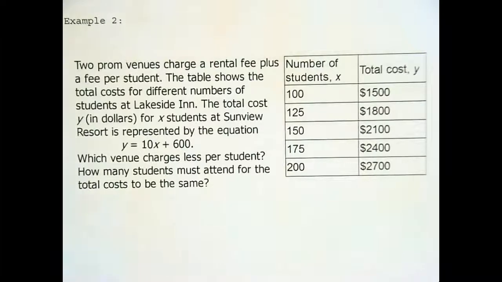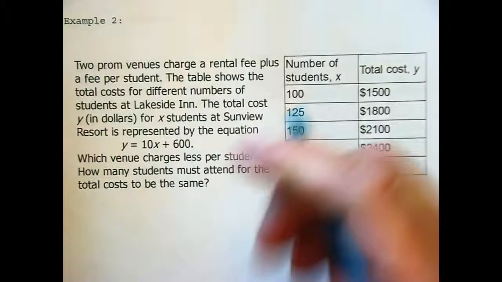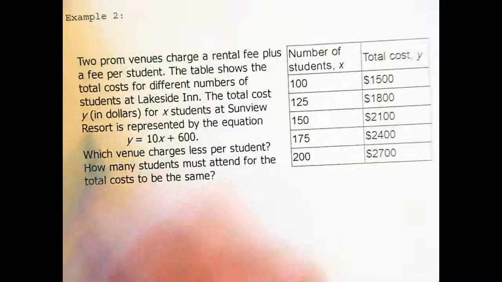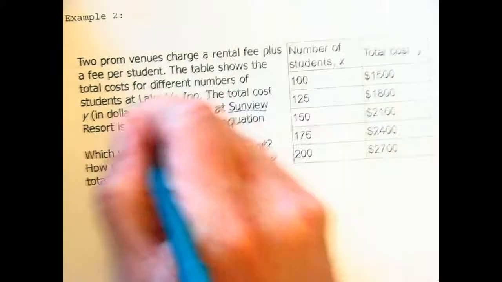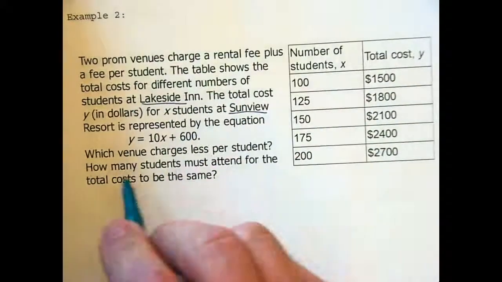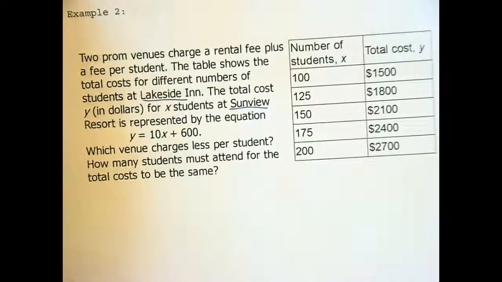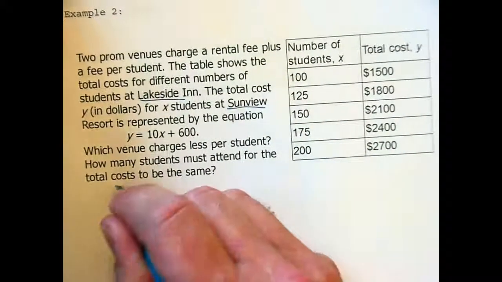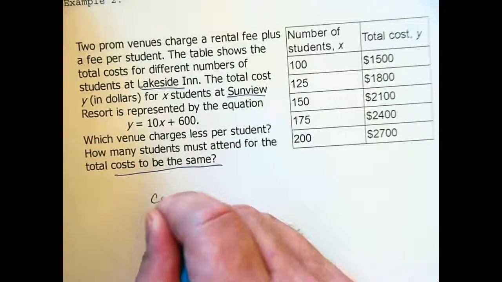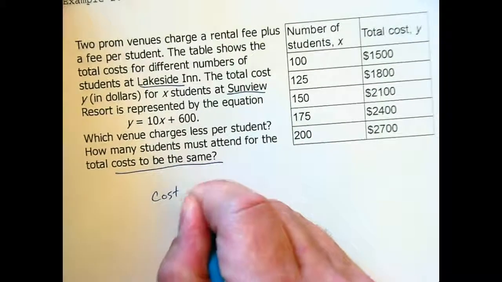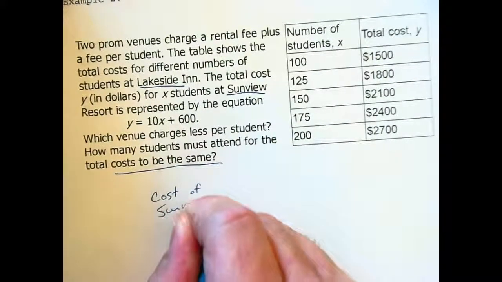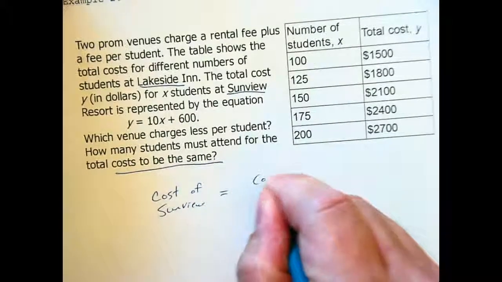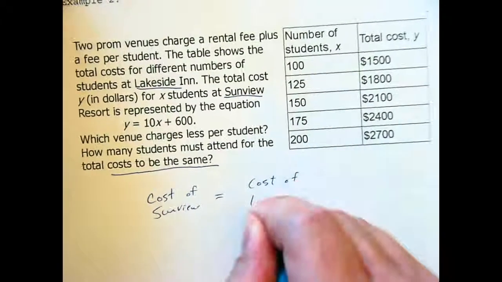All right, 2 prom venues charge a rental fee plus a fee per student. The table shows the cost for different numbers of students at Lakeside Inn. Okay, the total cost, Y in dollars for students at Sunview. So we have Sunview and Lakeside, but at Sunview is Y equals 10x plus 600. Which venue charges less per student? How many students must attend for the total cost to be the same? So you're trying to make the cost of Sunview equal the cost of Lakeside.